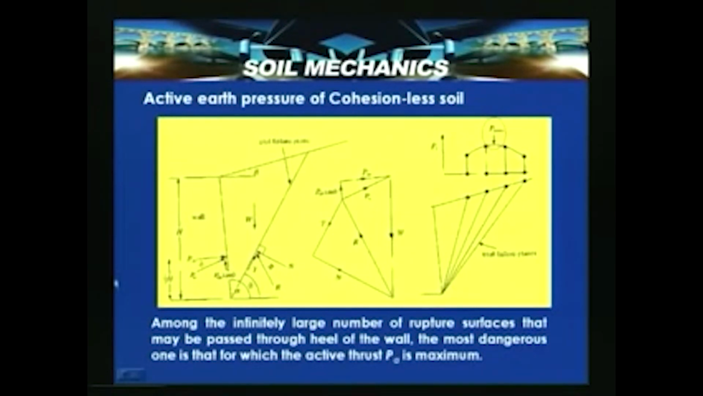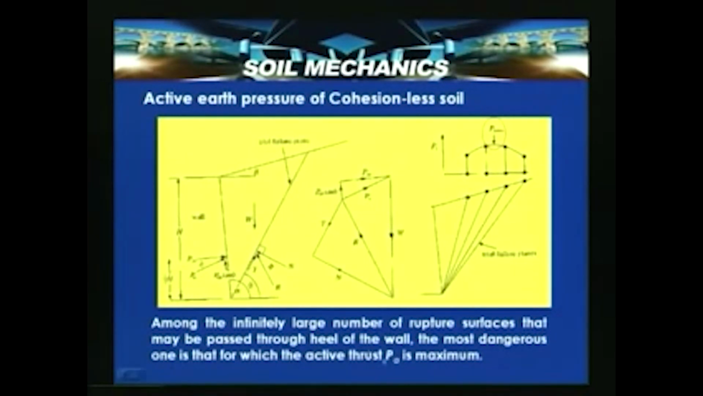So, let us consider the same case, a failure wedge ABC, and let us assume that this is theta. We need to find the surface which actually gives the maximum active thrust. Initially we do not know this particular surface, so we would need to take innumerable surfaces. Otherwise, for maximum Pa, we can differentiate the expression which we derived in the previous slide with respect to theta, get the angle theta, and from there calculate Pa.